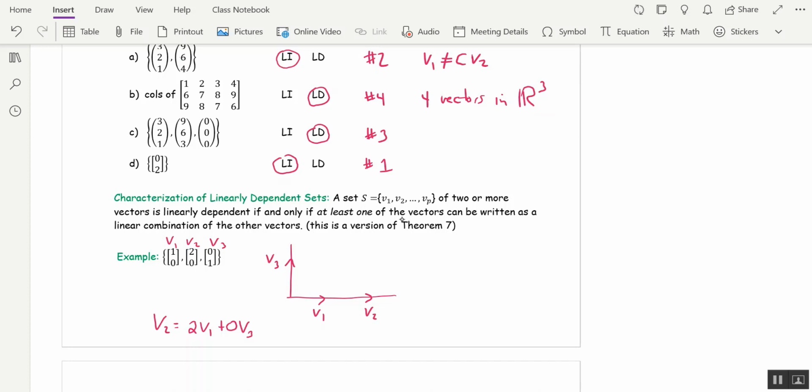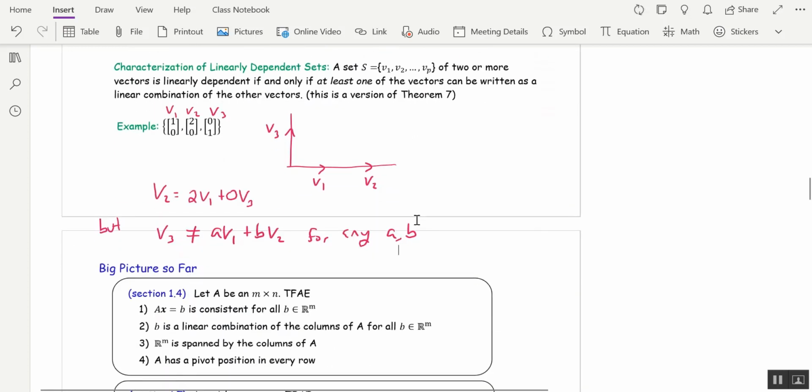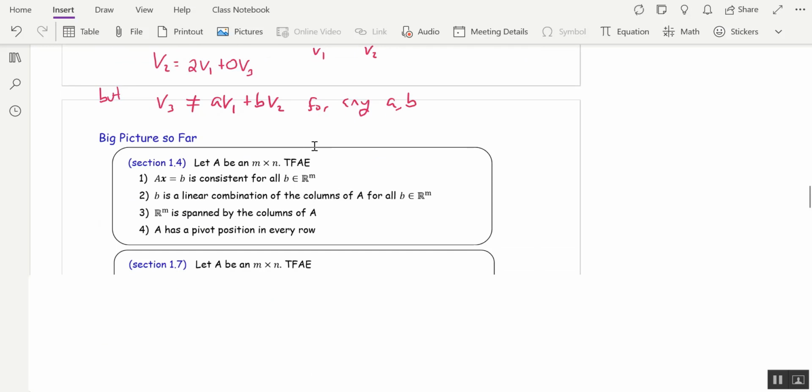But I want to illustrate, I can't write V3 as a linear combination of V1 and V2. V3 is not equal to A V1 plus B V2 for any A or B, because the second entry in V3 is 1, but the second entry in V1 and V2 is 0. So there's no way I'm going to get a non-zero number in the second entry by taking a linear combination of V1 and V2.